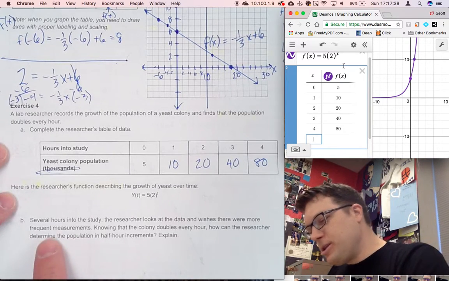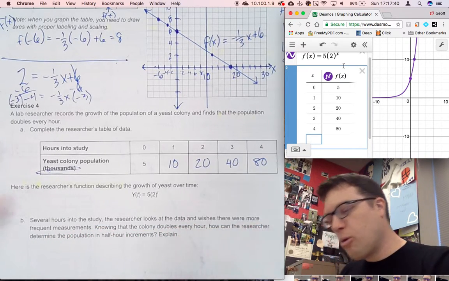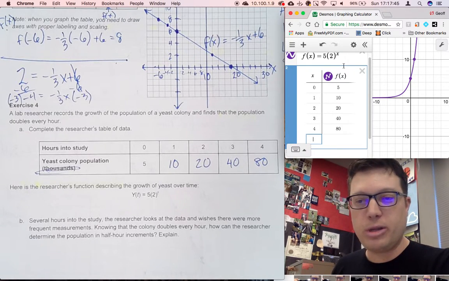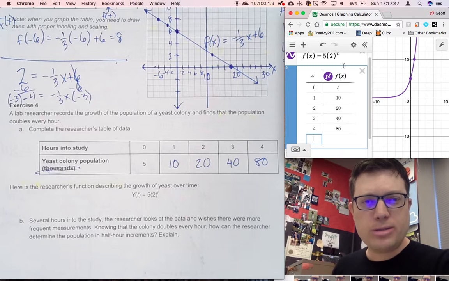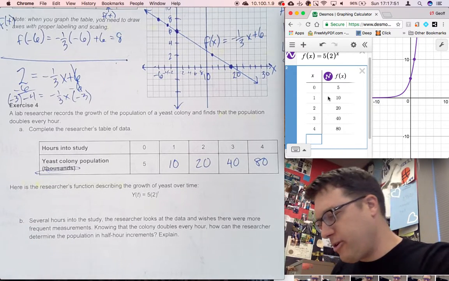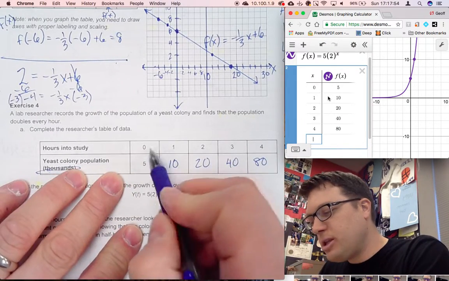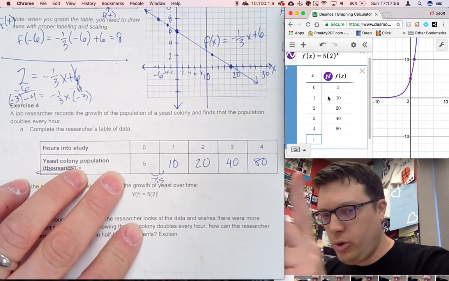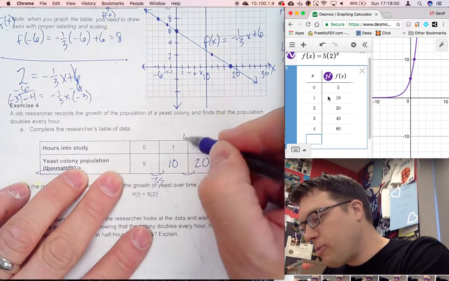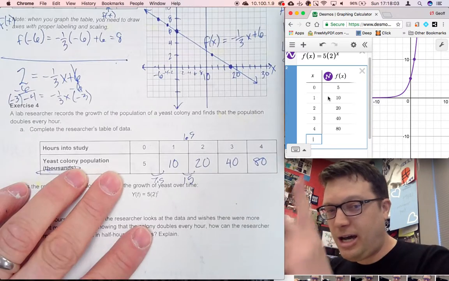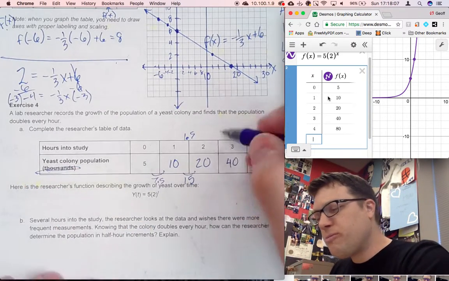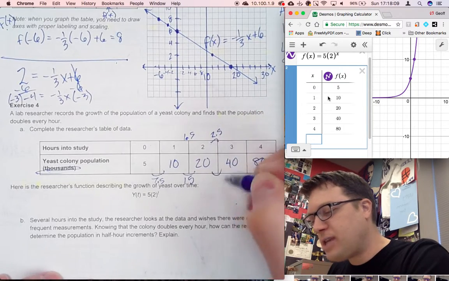Well, several hours into the study, the researcher looks at the data and wishes there were more frequent measurements. Knowing that the colony doubles every hour, how can the researcher determine the population in half-hour increments? Plug them in. But don't think that it splits the difference, right? If you split the difference here, this is not 7.5. No. It's an exponential function. From 1 to 2, halfway between at 1.5, it is not 15. That'd be a linear situation. Exponentials are not linear.